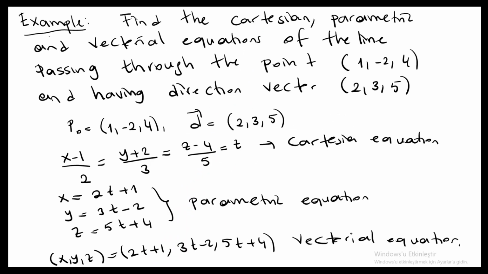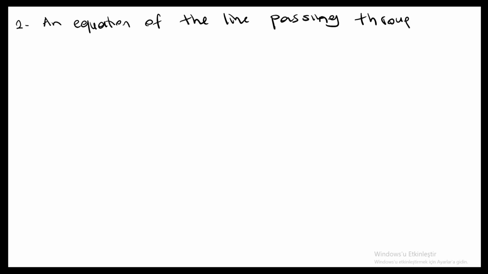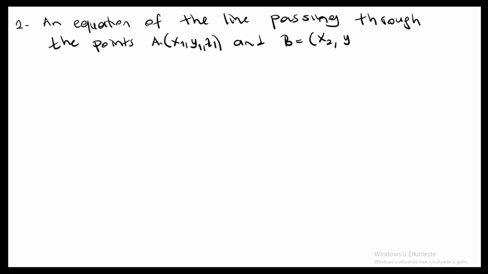Okay. Now another equation, let's say, an equation of the line passing through the points, let's say A and B. Maybe I should write A as (x sub 1, y sub 1, z sub 1) and B as (x sub 2, y sub 2, z sub 2).